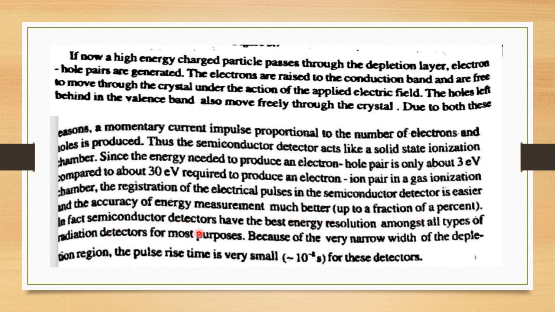In fact, semiconductor detectors have the best energy resolution amongst all types of radiation detectors for most purposes. This is the most reliable source of detection, the semiconductor detector. Because of the narrow width of the depletion region, the pulse rise time is very small. This is the only drawback of this: it is only about 10 to the minus 8 seconds for these detectors.